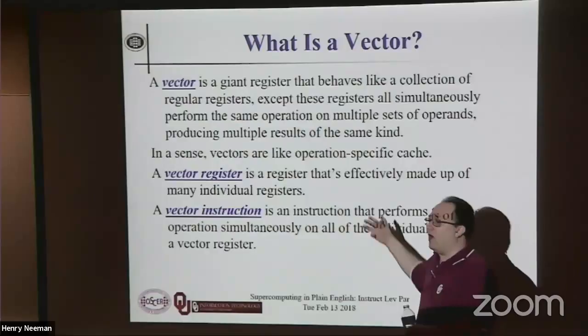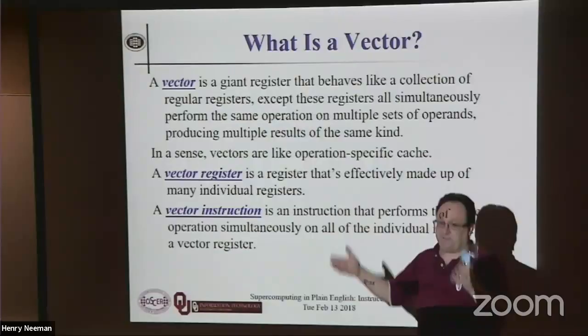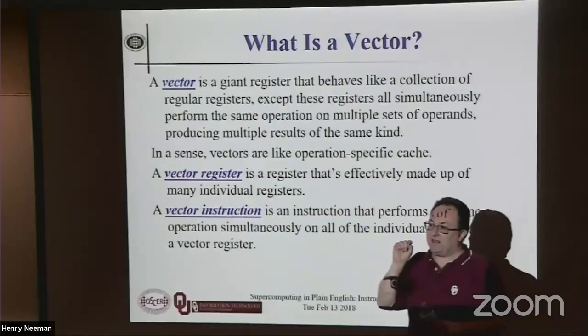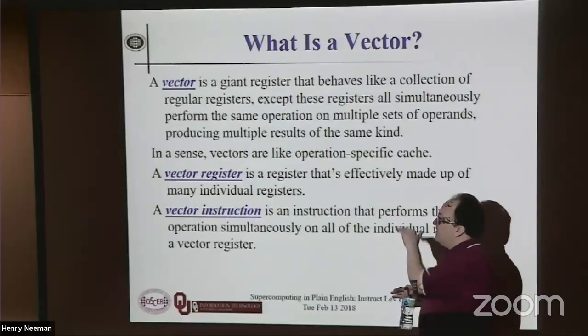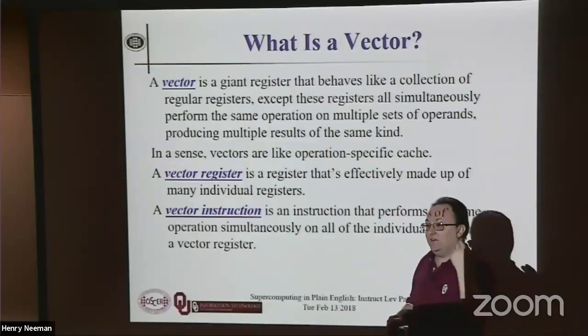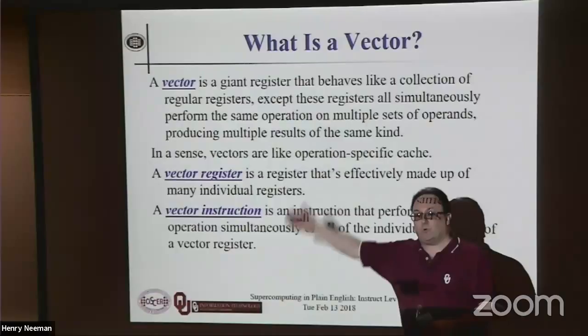What they have is a register that's a super register. That super register is big enough to hold multiple operand sets at the same time. The biggest register you can get today in the x86 line, so the Intel and AMD chips, and there's smaller manufacturers as well, is 512 bits. A double precision floating point number is 64 bits, so that's 8 operand sets running at the same time. And you do the same operation on all 8 operand sets at the same time.